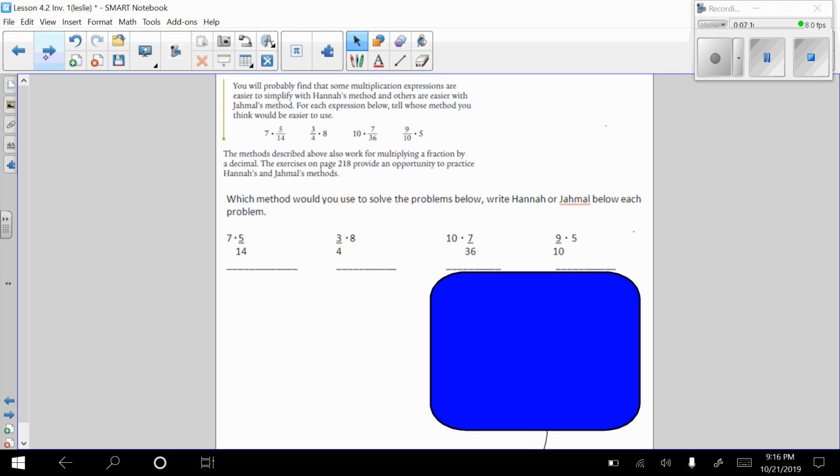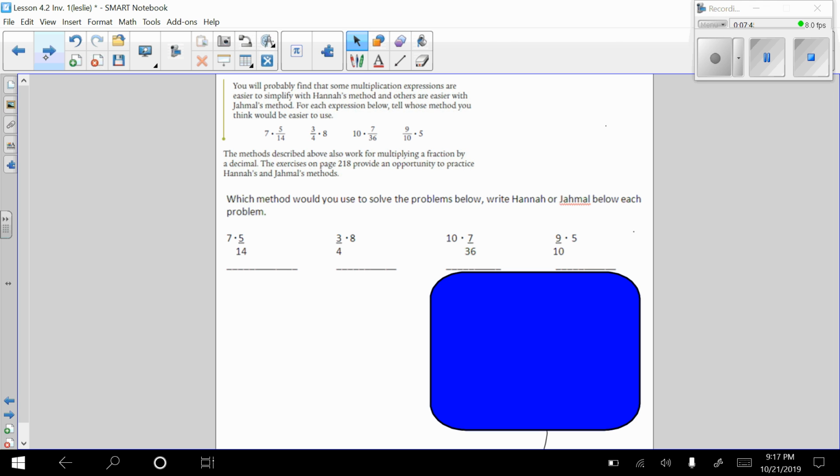Let's look at some more. Here are some more. You will probably find the same multiplication expressions are easy to simplify with Hannah's method, and others are easier with Jamal's method. That's talking about like we did before, where we could use the half and the fourth, or we could just multiply them out, whichever method we feel would be the easiest. I'm going to go ahead and just work on them as normal and solve them.